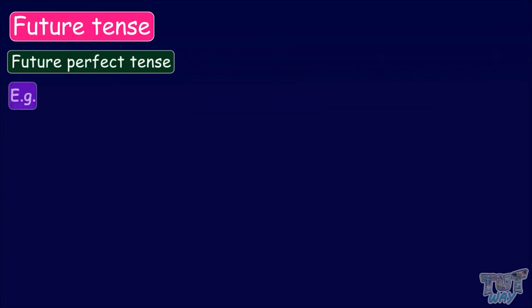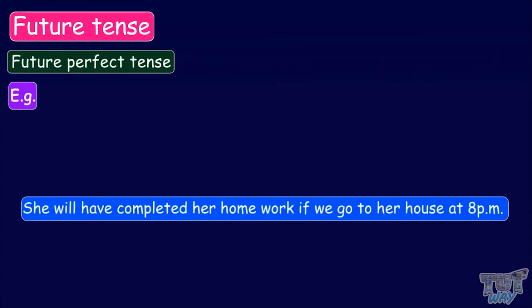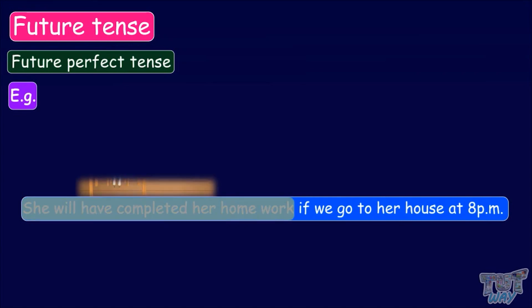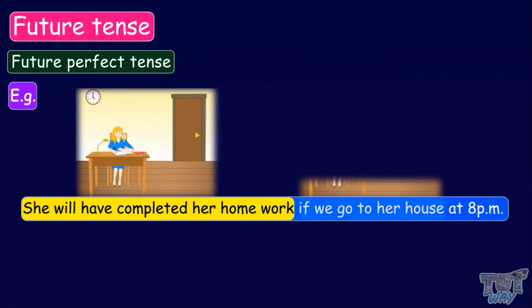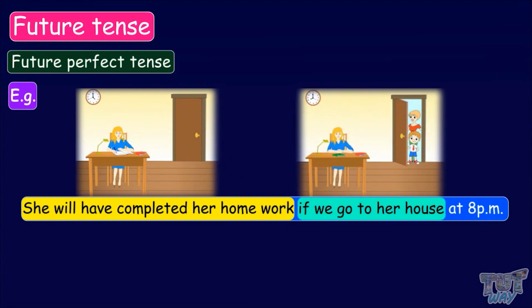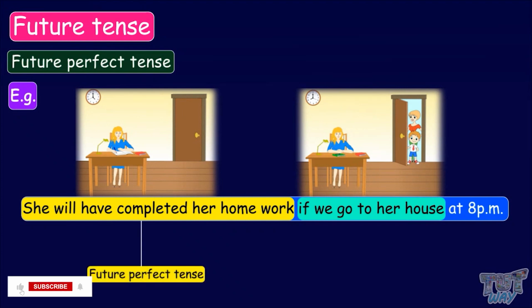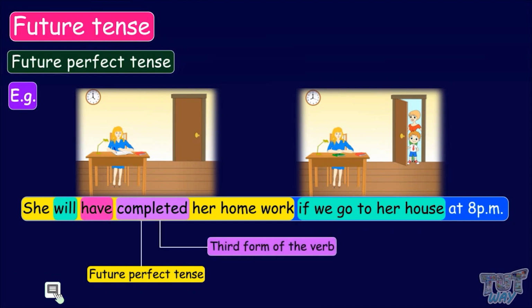Here we have examples. She will have completed her homework if we go to her house at 8 p.m. Here we talk about two things that will happen in the future, and the thing that will happen first is depicted using future perfect tense. She will have completed her homework. Future perfect tense is formed using modal auxiliary, auxiliary verb, and third form of the verb.